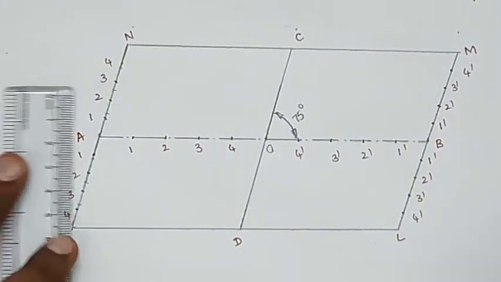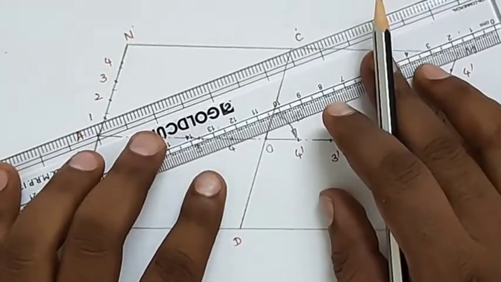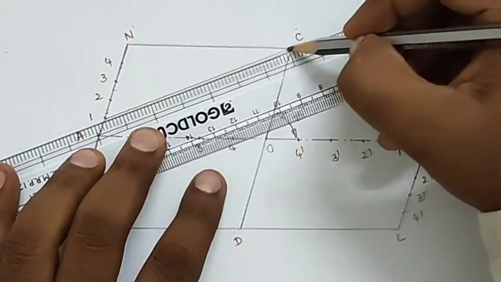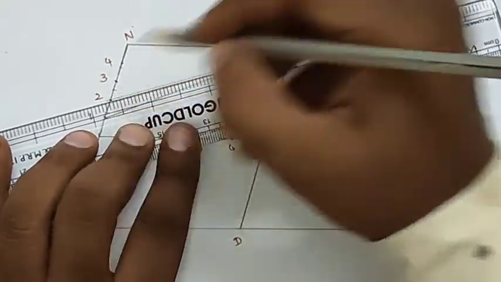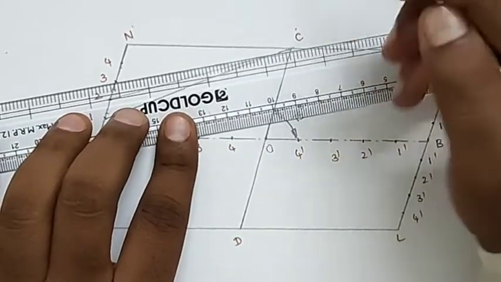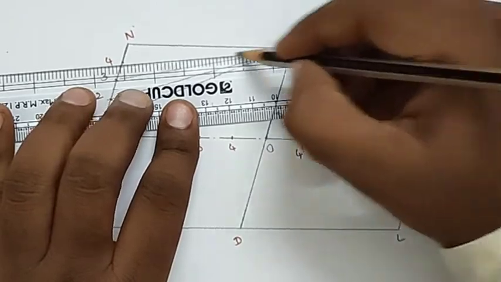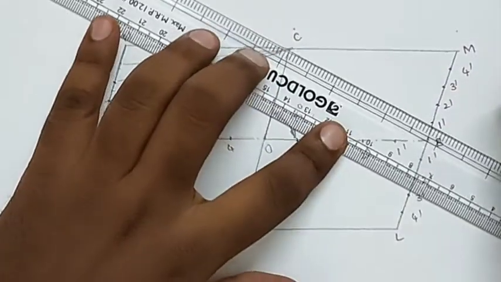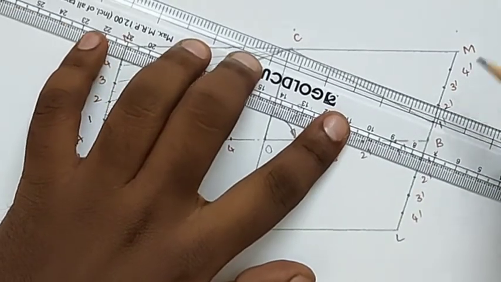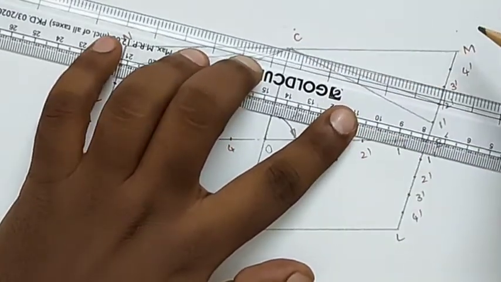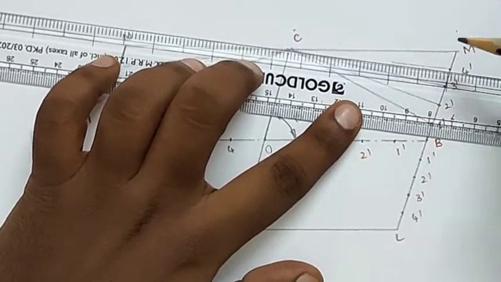After that you can follow the same procedure, that is joining C to 1, C to 2, and similarly joining C to 3, C to 4. In this direction also, joining C to 1 dash, C to 2 dash, C to 3 dash, and C to 4 dash.